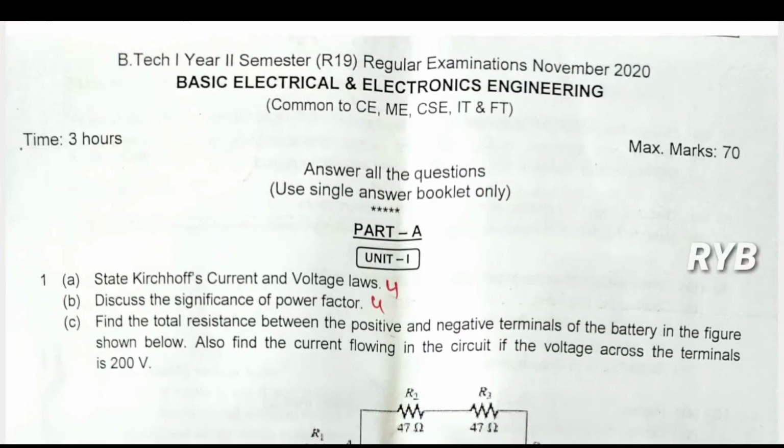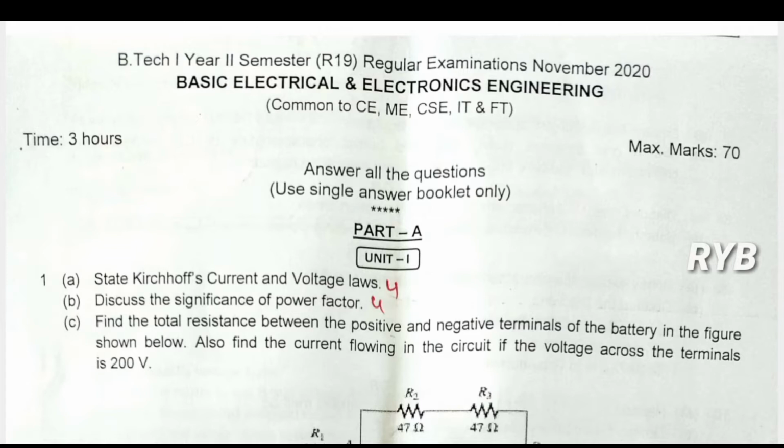Basic electrical and electronics engineering, that is the R19 question paper, R20 is the present regulation, but what are the answers, how to answer the BEEE part A and part B, the electrical and electronics parts, we will also discuss in this video. The question paper is basic electrical and electronics engineering for R19 November 2020. Carefully observe the question paper, part A and part B.